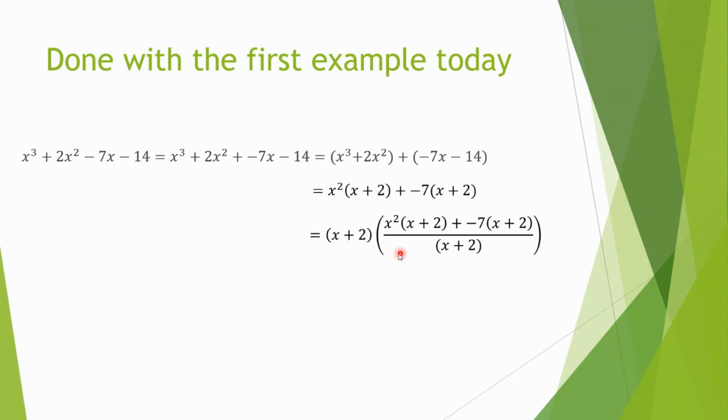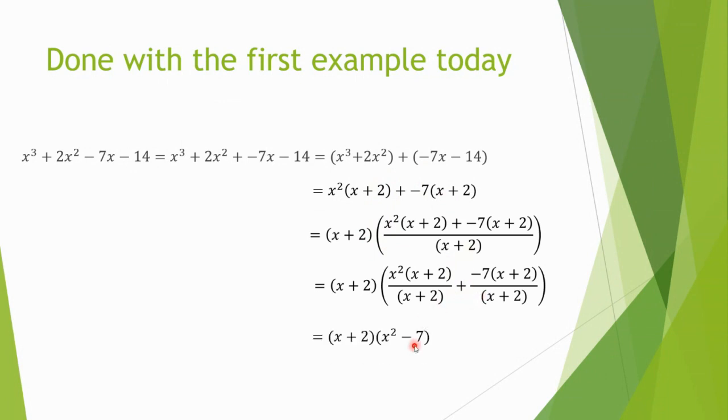What do we do next? We divide, because again, we have to figure out what's left over. Now you divide into each term from here to here, and you're left with this. Let me just explain what happened. Here in the first term, the x plus 2's cancel. Here, the x plus 2's also cancel. We had plus negative 7. I just changed that to minus 7.